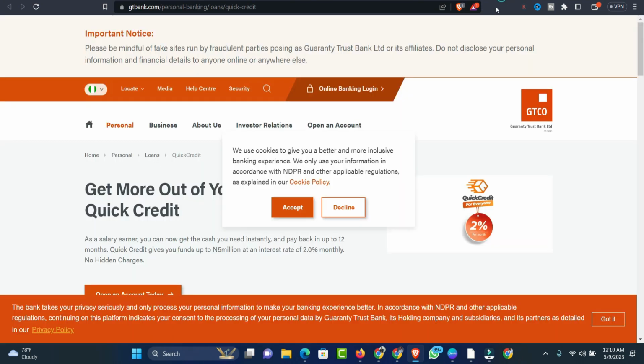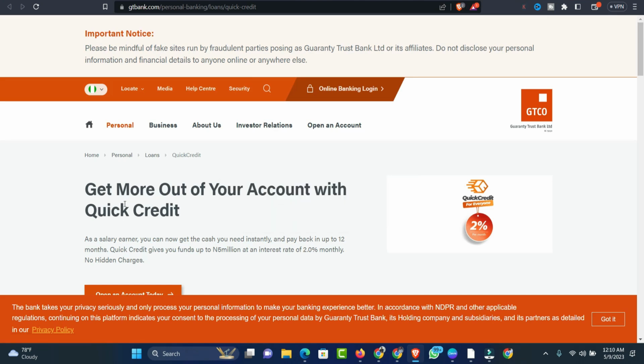Another platform you will find out there is GT payday loan. This is another platform that you can use to get a payday loan if you're a salary earner. And you can see, as a salary earner, you can now get the cash you need instantly and pay back in up to 12 months. Quick credit gives you funds up to 5 million at an interest rate of 2% monthly charge.